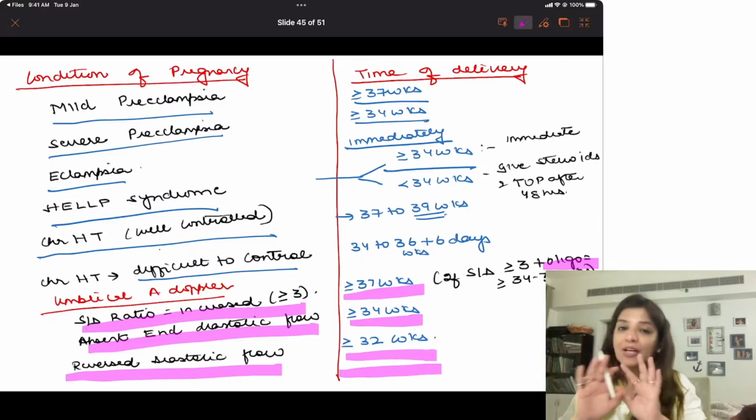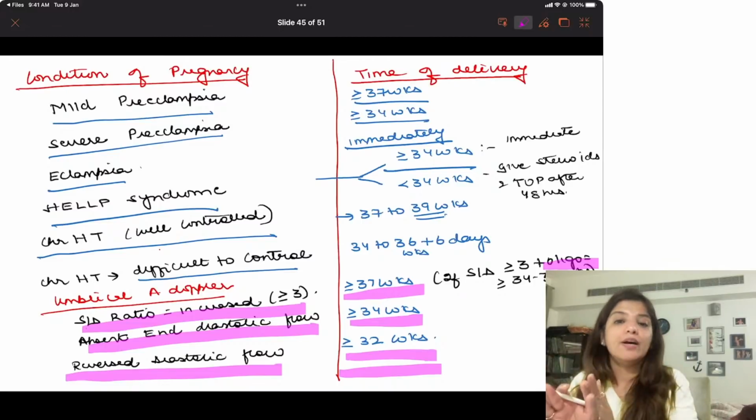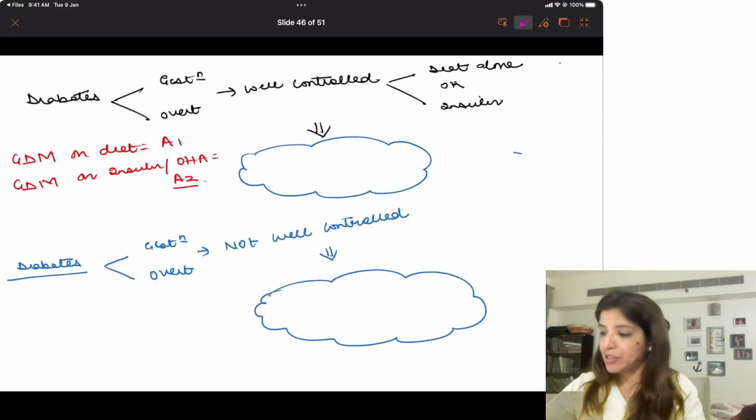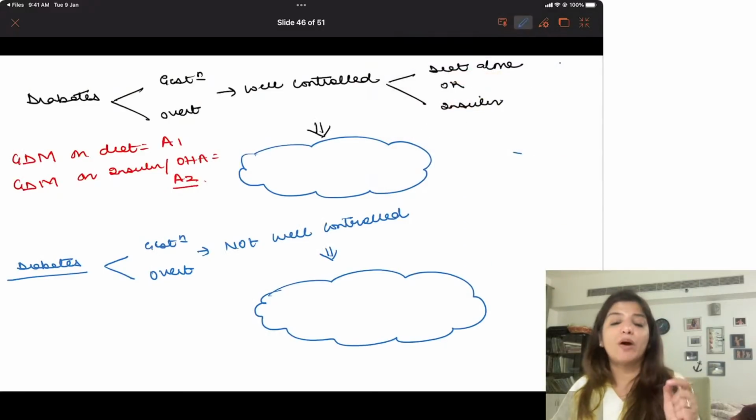Before that, the management is the same, that you have to do regular fetal monitoring. Daily you have to go for a biophysical profile, NST and Doppler, and you have to give corticosteroids and carry the pregnancy up till the respective gestational age at which termination can be done. Right? Now, in diabetes, I also want to talk to you about at what time pregnancy is terminated in diabetic patients.